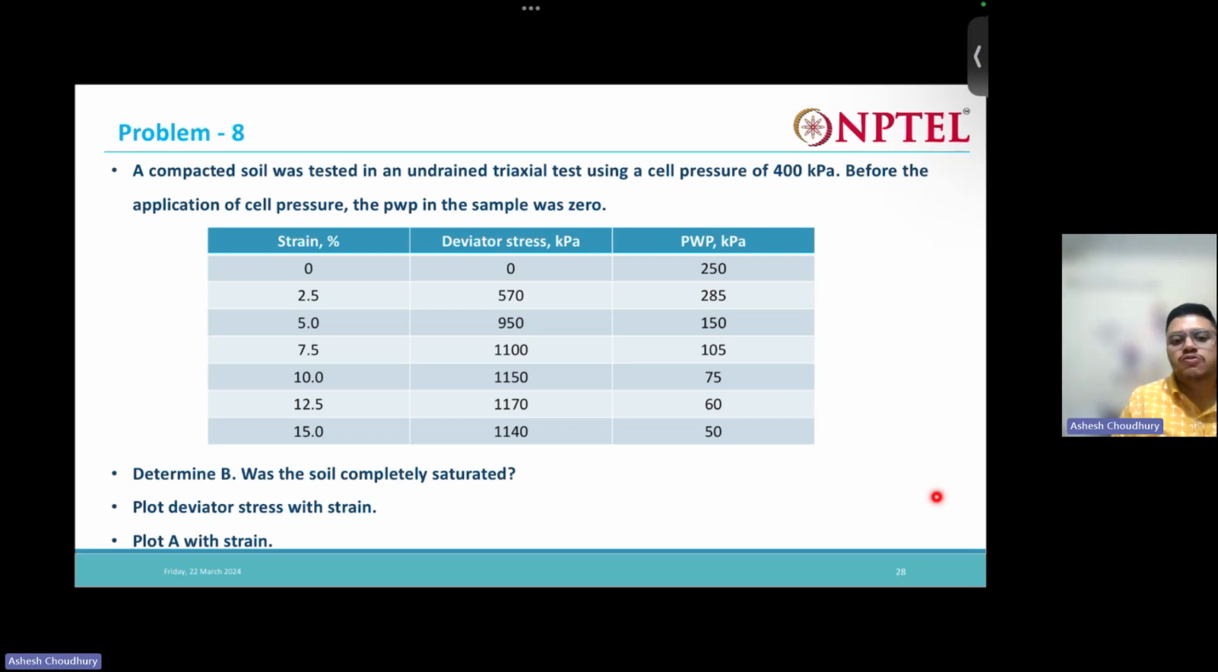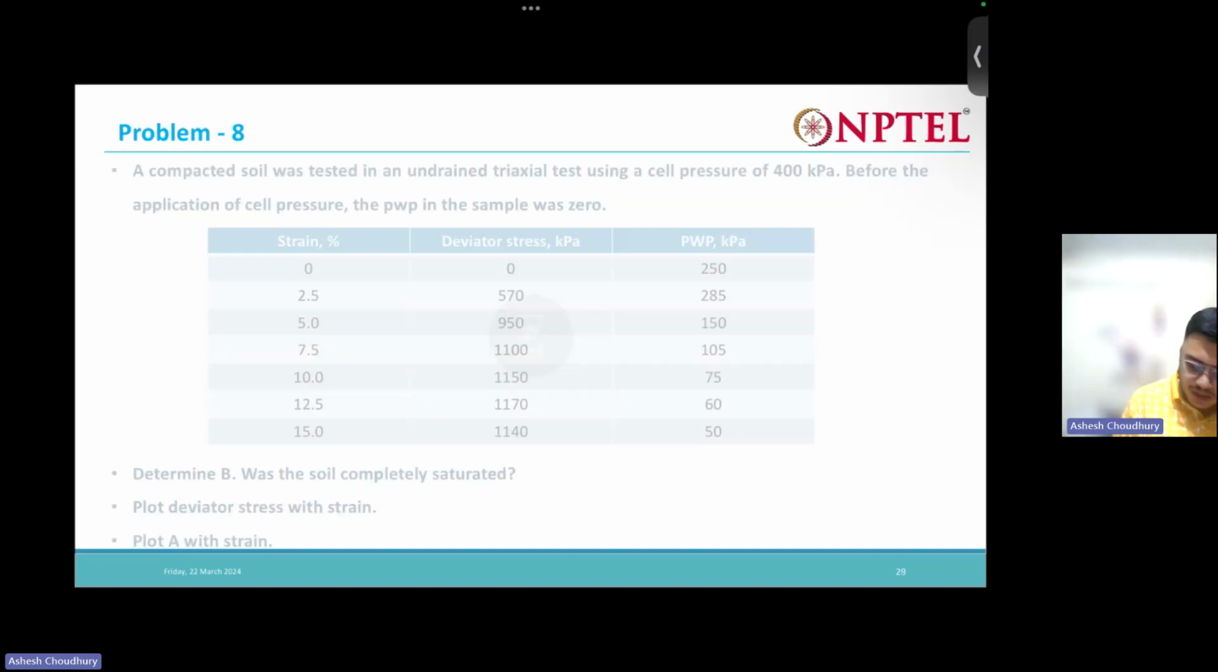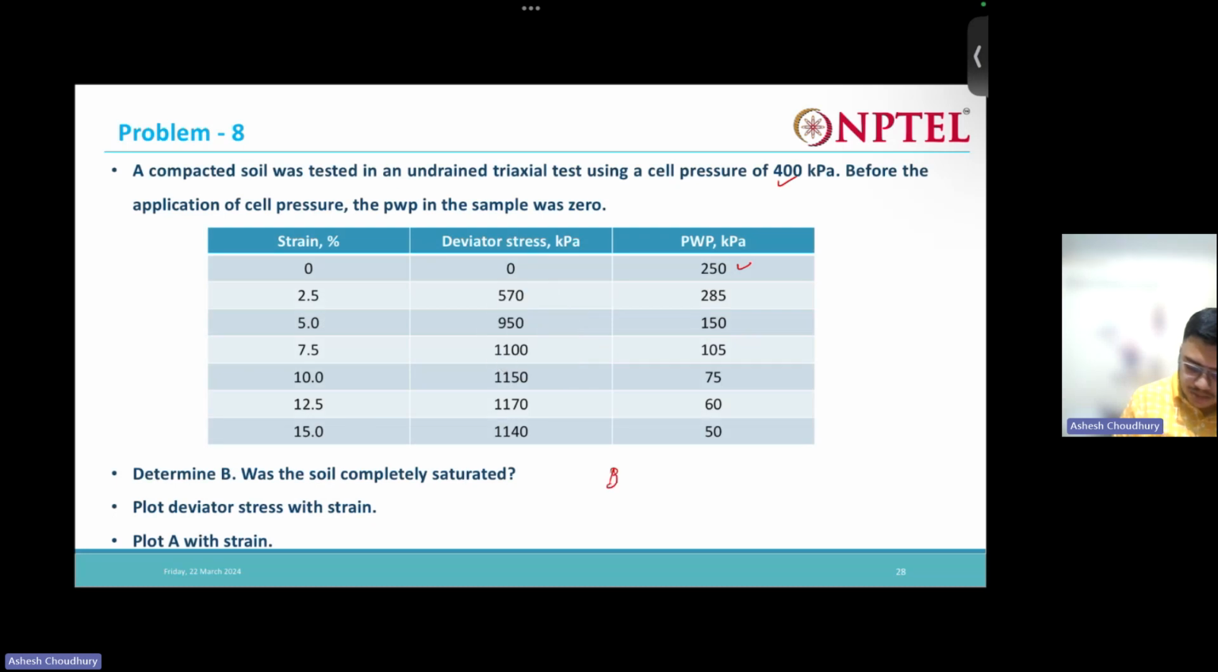So initially, when there was no deviatoric stress, the pore water pressure was 250, and what was the cell pressure? The cell pressure was 400. So from there we can find out, right? Using these two values, we can find out. So B was 250 by 400. So it will be 0.625. It is much less than 1, not even close, not even 0.959 like this, right? Not even close to 1. So that's why we can say that the soil was not completely saturated.